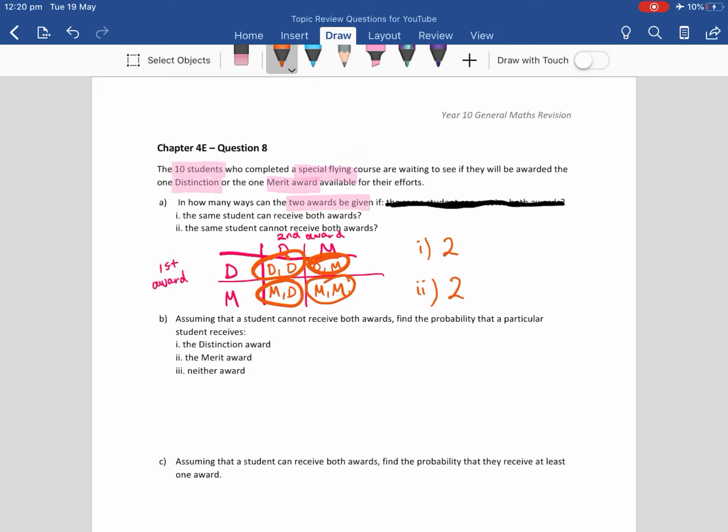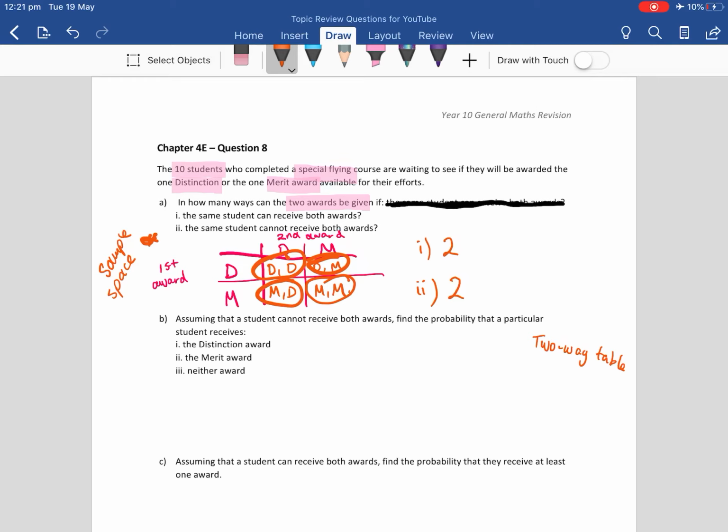Okay, B says, assuming a student cannot receive both awards, find the probability that a particular student receives the distinction award. So, with this one, what would we do? For this one, we're going to actually want whether they get a distinction or not. So we're going to do another table. So this was just a table to show sample space. But now we're going to do one to show probabilities, which is our 2-way table.